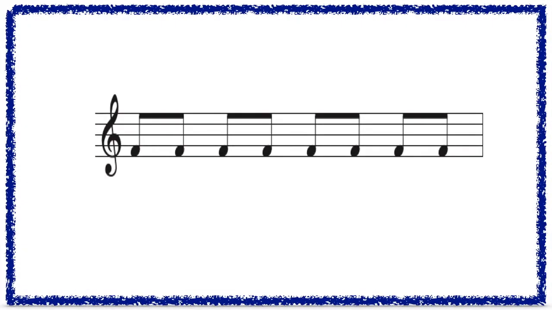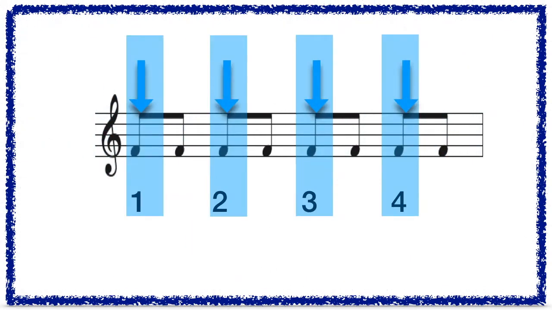Now you might be wondering, how do we count eighth notes? How do we count half a beat? Well, it's really quite simple. Eighth notes that land on the beat are simply counted by the beat's name. So in this case, we'd simply say 1, 2, 3, 4.